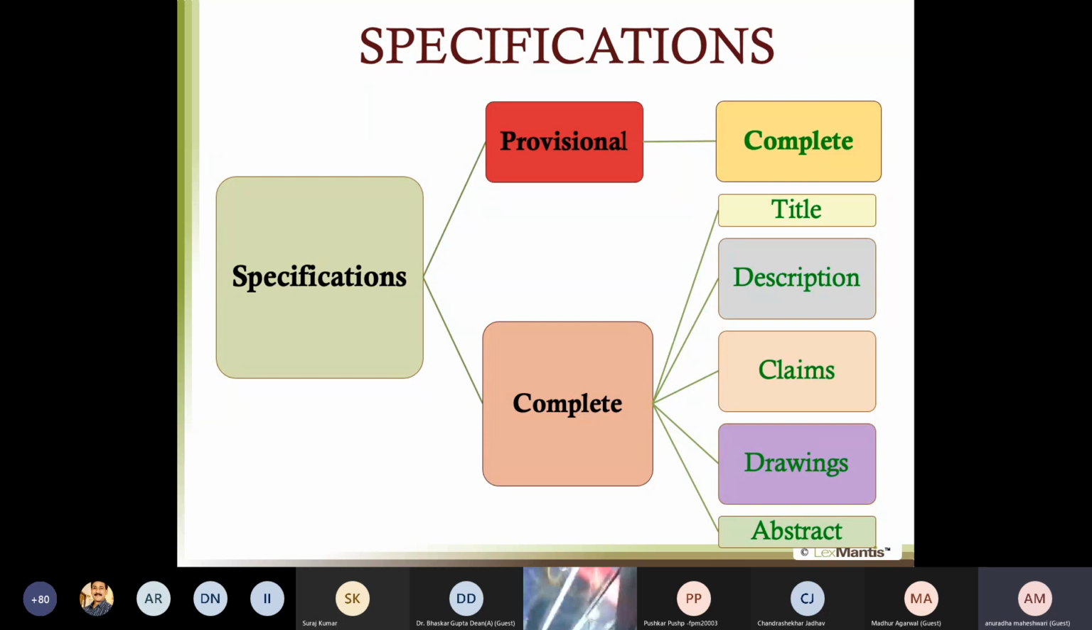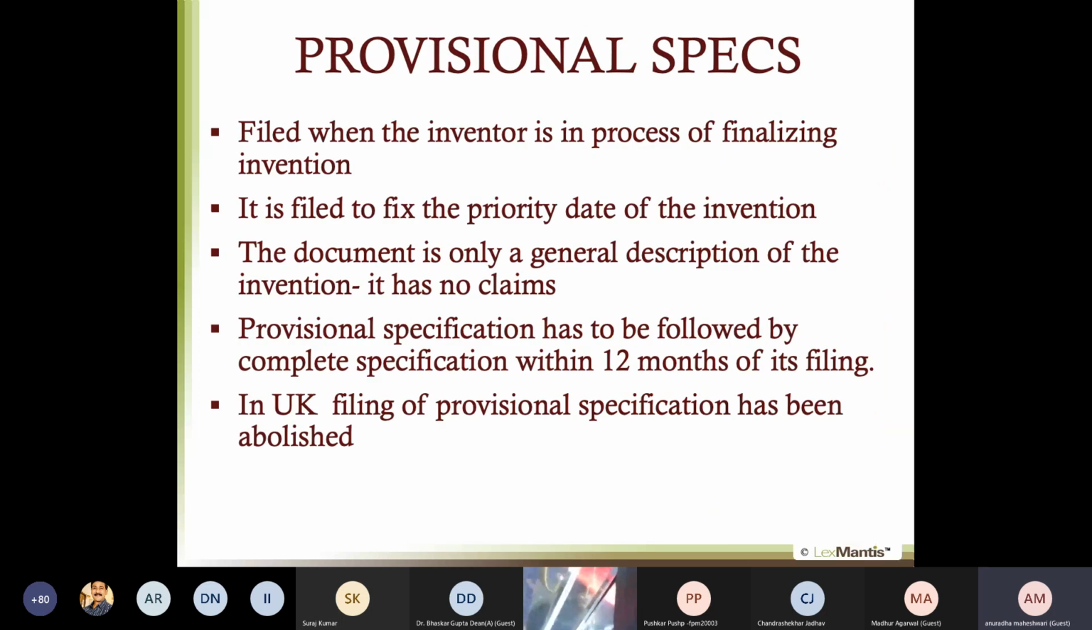The reason for fixed formats is that they become easier to read and understand for the people reading the document. So provisional, I have just explained to you. We file it when we have not completed, or are in the process of finalizing, our invention, which is going to take a few more clinical trials, experiments, or analysis and studies before it can be conclusively completed.